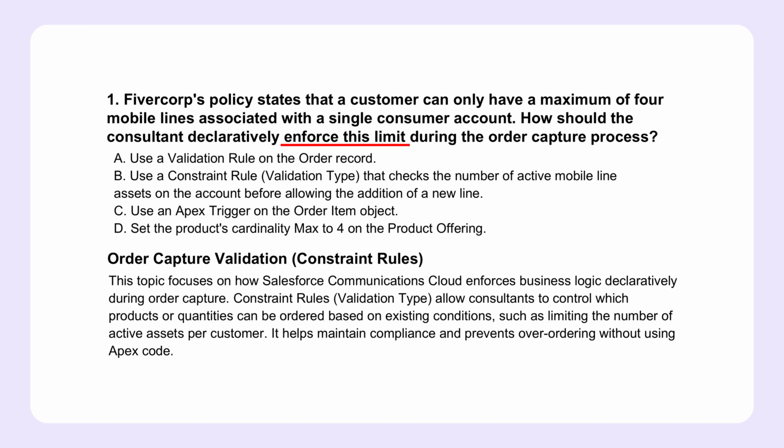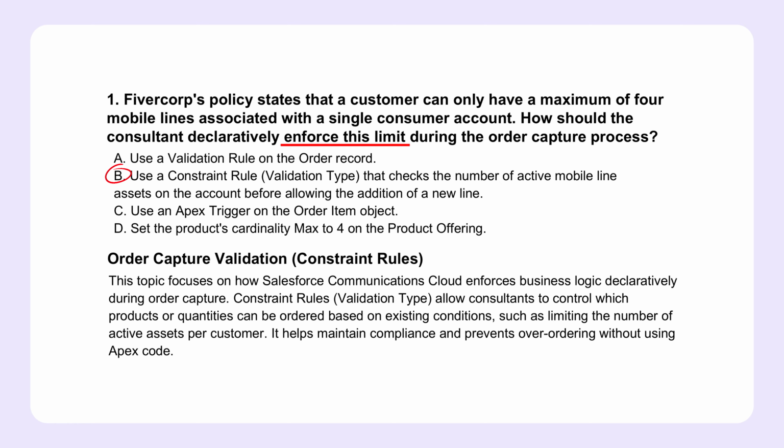What's the architectural best practice here? Okay, the architectural answer: it has to be a constraint rule, specifically one of the validation type. A constraint rule. Okay. Why that specific tool? A lot of platform developers might think, I'll just use the standard validation rule on the order object. Why doesn't that work here?